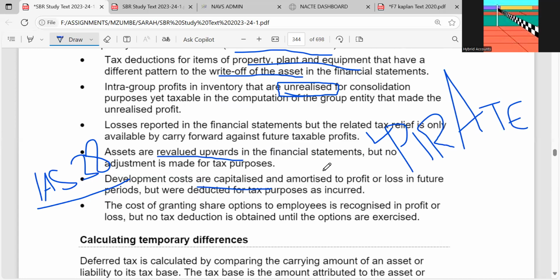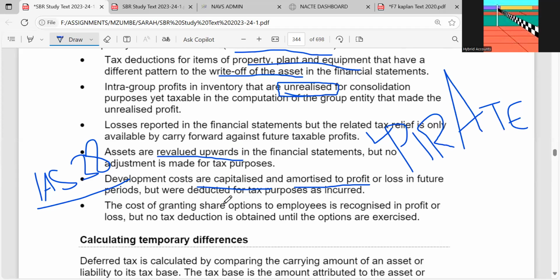So development costs are capitalized and amortized through profit or loss. You see that you're already amortizing it in the future periods, but it is deducted for tax purposes as incurred. For tax purposes, as it is incurred, it is deducted. But when you have it in your books, you amortize it. So there would still be temporary differences and you have to account for them, right?